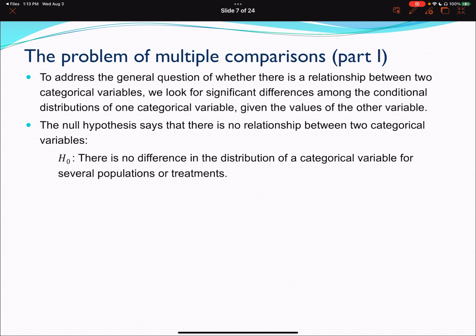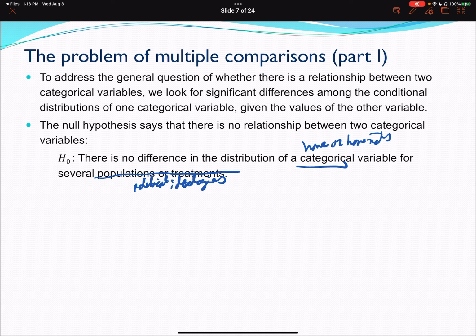So I would say my H naught: there is no difference in the distribution of a categorical variable for several populations or treatments, right? So our null hypothesis, for the example from the previous video, would be no difference in the distribution of whether people consider themselves haves or have-nots for several political ideologies. That's what I could test.